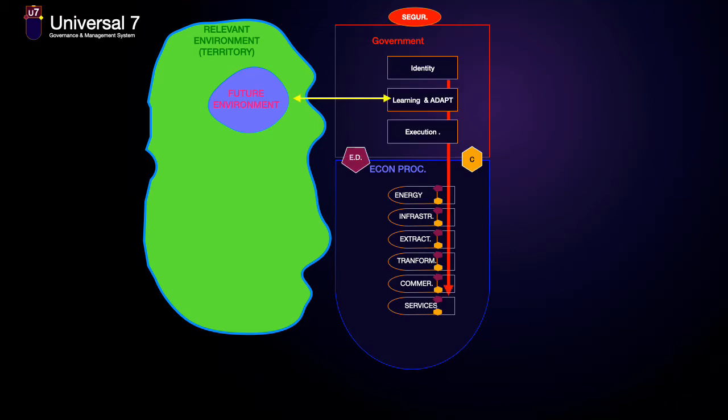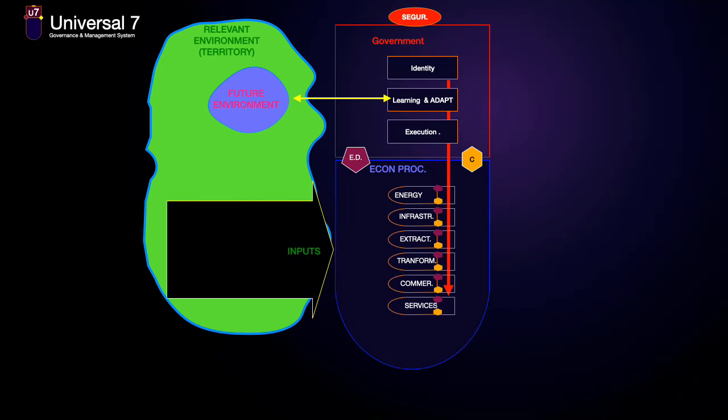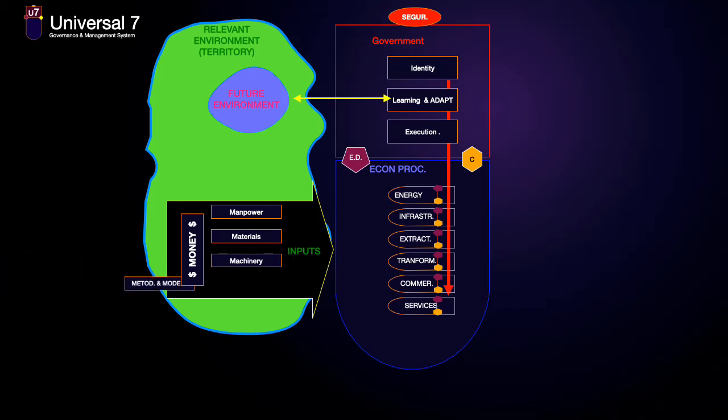Now I show the model with a big arrow on the left side entering the productive process with several types of inputs from the relevant environment. Call them the 5 M's: men, materials, machinery, methods and models, and money. You could include multiple services and make them 6.